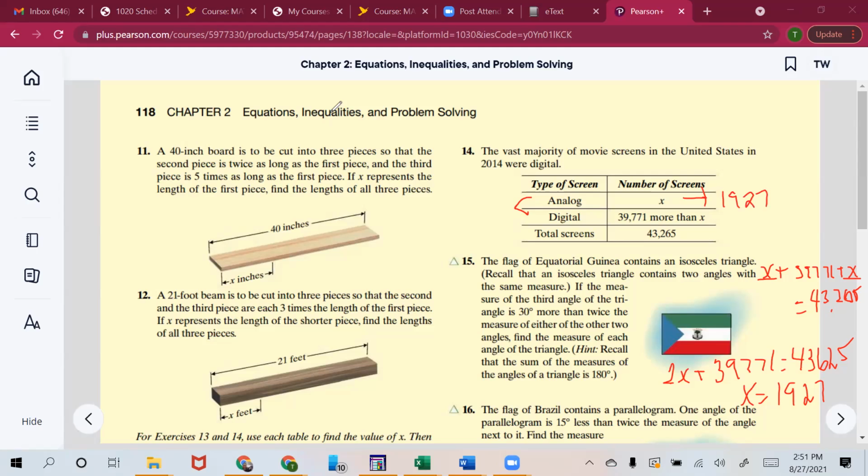1,927 screens. To get the digital, remember, it's got to be 39,771 more than X. So I'm going to take X, which is 1,927, and add to it 39,771. And that is going to give me a total of 41,698. So there's my two answers.